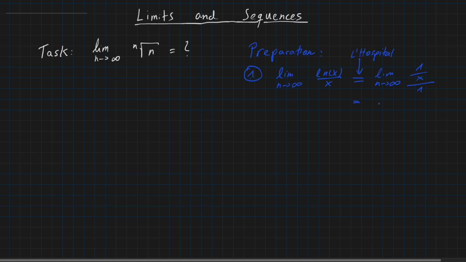And here we quickly see that the limit is just 0. And I just saw I have made a mistake here. It's x tends to infinity. So let me fix this. So x tends to infinity. Similar here for the other ones: x tends to infinity, and then 1 over x becomes 0. Okay, this is the first preparation.